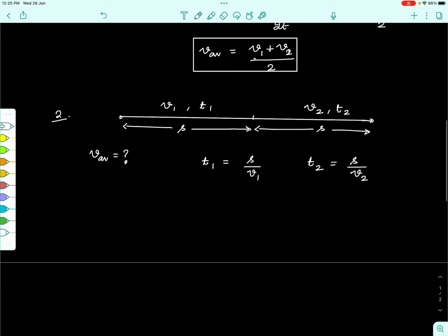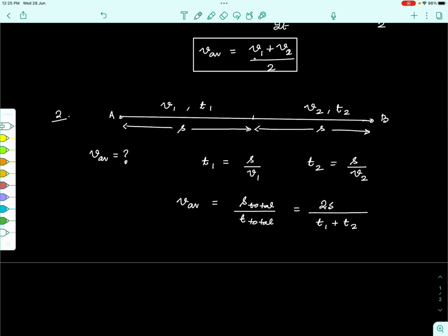And now we can go by the same basic definition of average speed. Average speed by definition is the total distance travelled divided by the total time taken by the body to travel that distance. Here from this figure we see that between the initial and the final positions A and B, the total distance travelled is s plus s, that is 2s, divided by the total time taken, which is t1 plus t2.